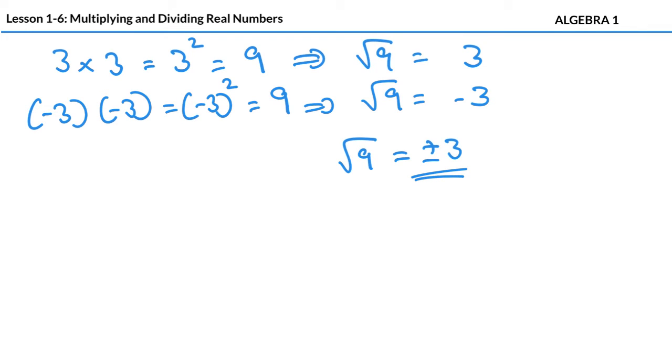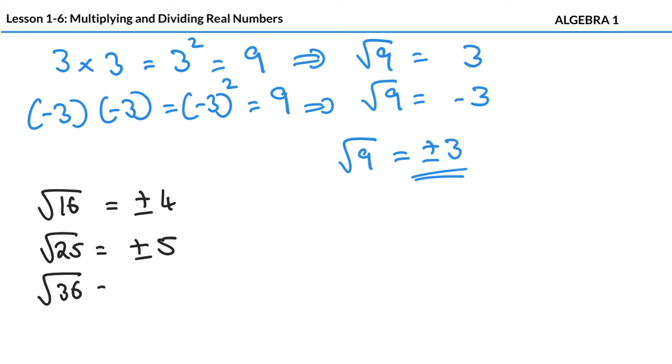Similarly, what will square root of 16 be? Either it will be plus or minus 4. What will square root of 25 be? Plus or minus 5. What will square root of 36 be? Plus or minus 6. So we understood the concept now. Now with this understanding, let's move on to simplifying square root expressions.